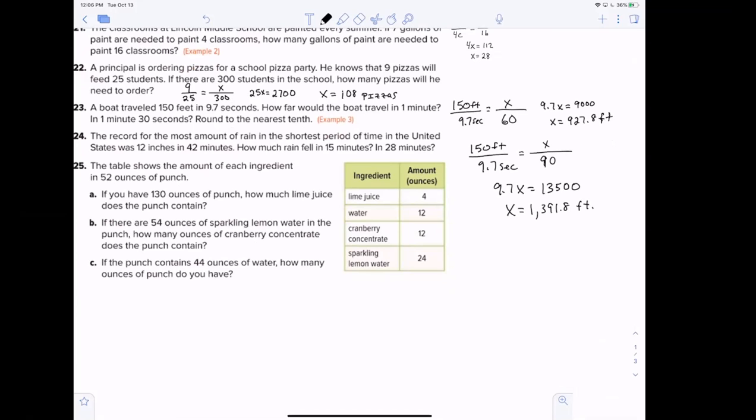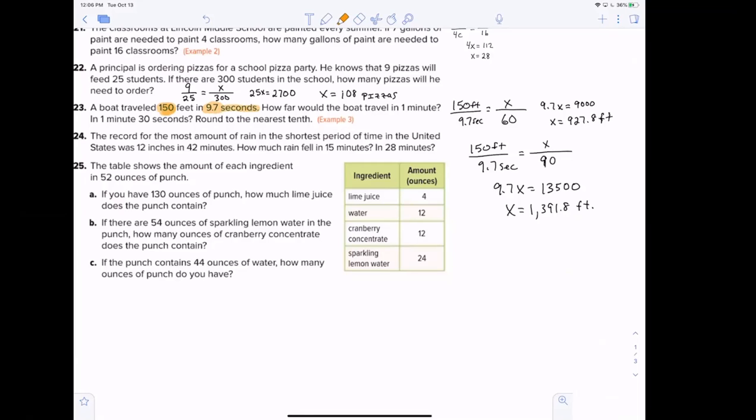Anybody have any questions? Wait a minute. Oh, yeah, that's right. What's the matter? I don't know what you put in the top. Well, it just tells you what to put on the top and bottom because it says what? 150 feet, that's on the top. 9.7 seconds is on the bottom. That's all there is to it.